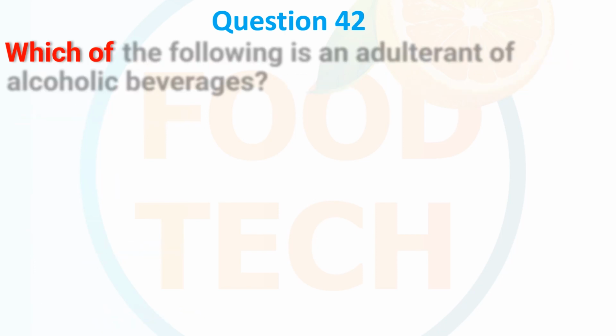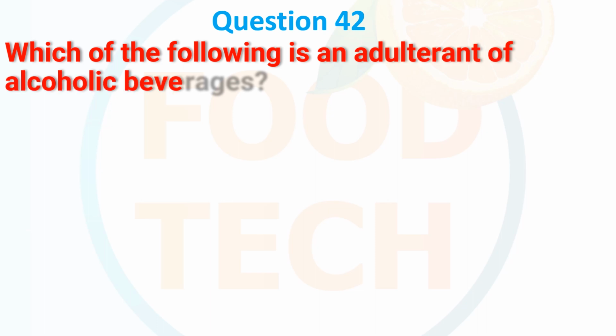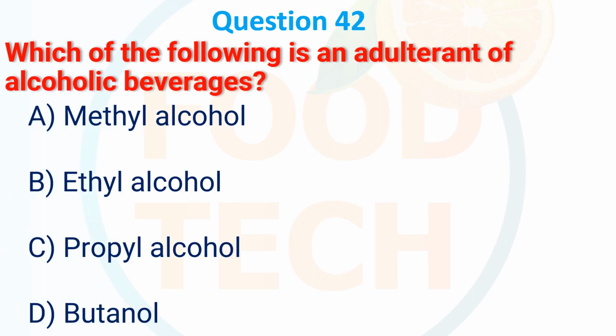Goitrogen. Which of the following is an allergen of alcoholic beverages? A. Methyl alcohol. B. Ethyl alcohol. C. Propyl alcohol. D. Butanol. The answer is A.